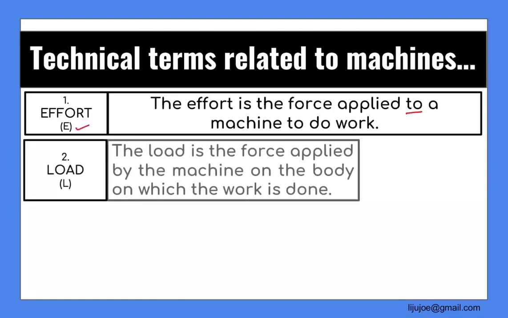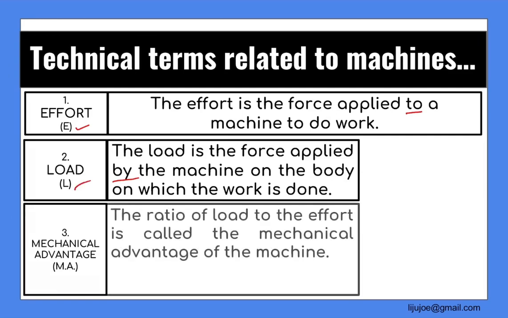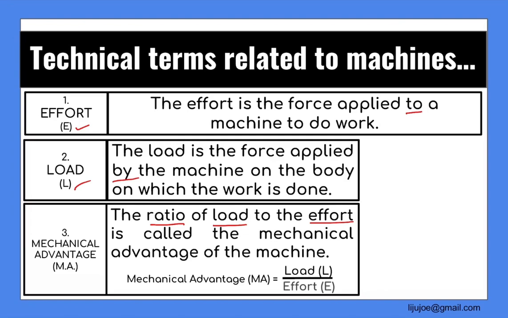Then load. Load is the force applied by the machine on the body on which the work is done, and load is represented by the symbol L. And we have mechanical advantage, MA, which is the ratio of load to effort. It is called the mechanical advantage of the machine. We can write mechanical advantage MA is equal to load L divided by effort E.